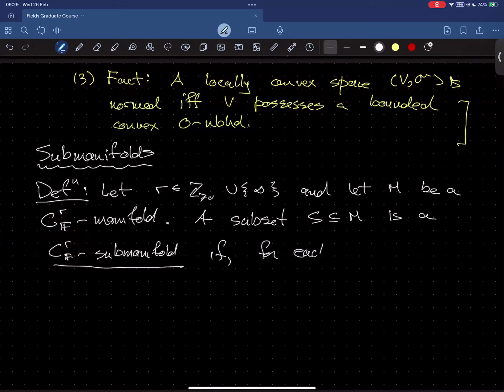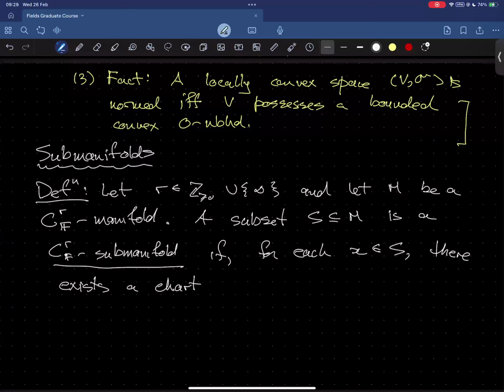for each x in M, oh, sorry, not M, S, there exists a chart. Whenever I say chart, I mean admissible chart. I will follow the world and not carefully say admissible. I'll just assume that whenever I talk about a chart, it's admissible with a manifold structure. So U, phi, V phi.